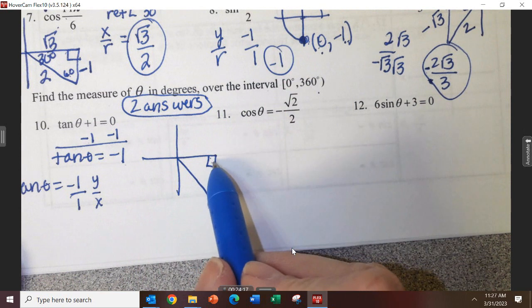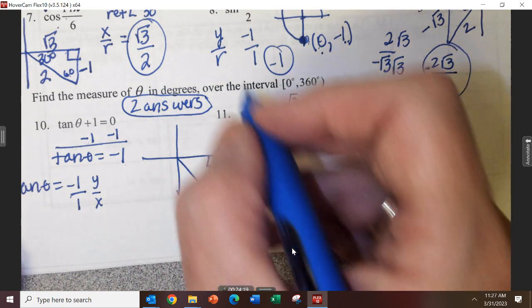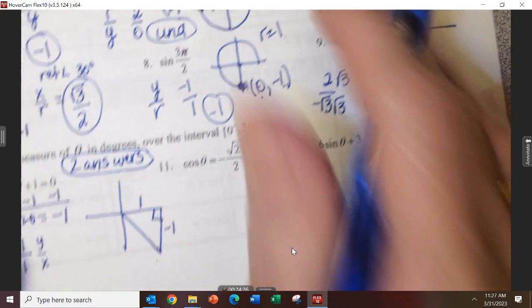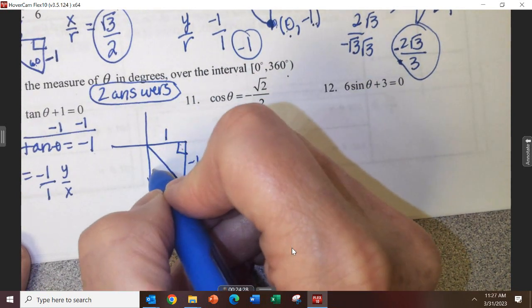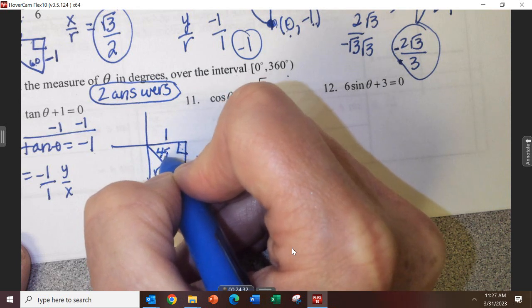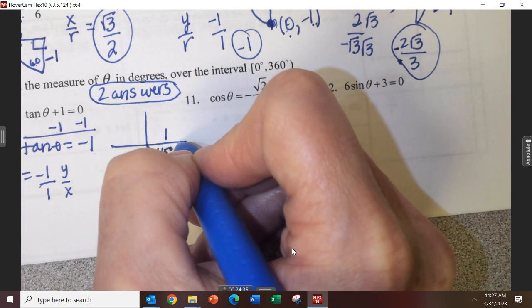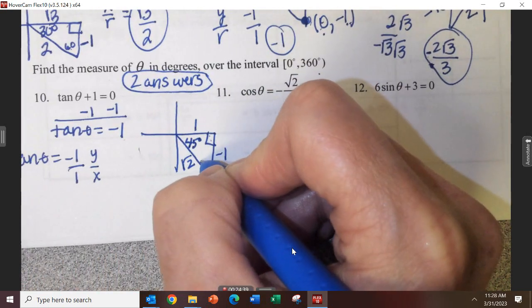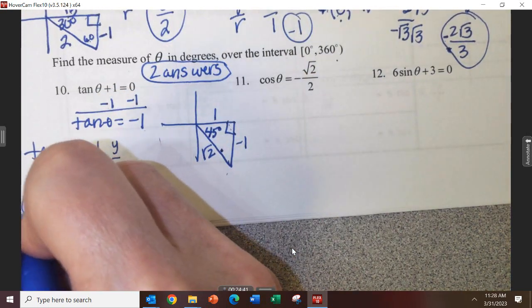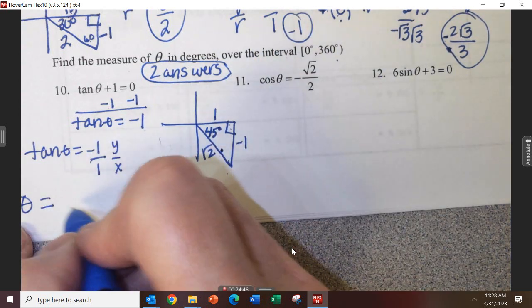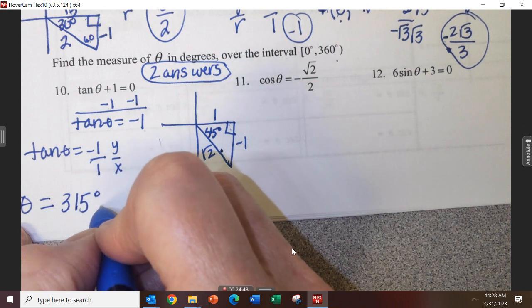Drop it straight to the x-axis to create a right angle. Y is -1, x is +1. How does this ratio go? 1, 1, radical 2. What is this angle then? 45 degrees. So the angle that's going to be one of my answers starts here and goes all the way around to there. Do you know what that angle would be? 315 is right. Yes, that's one of our answers.